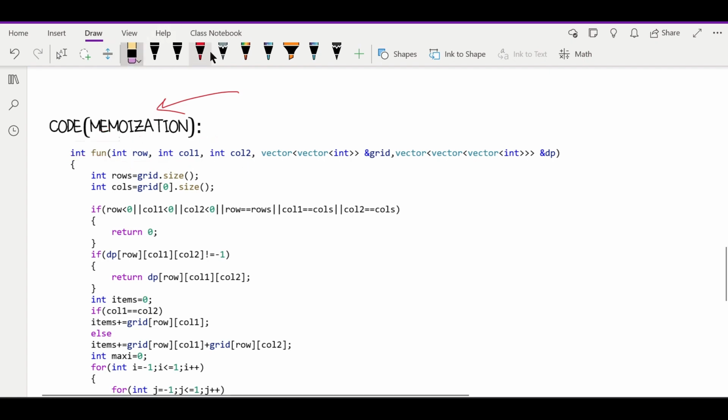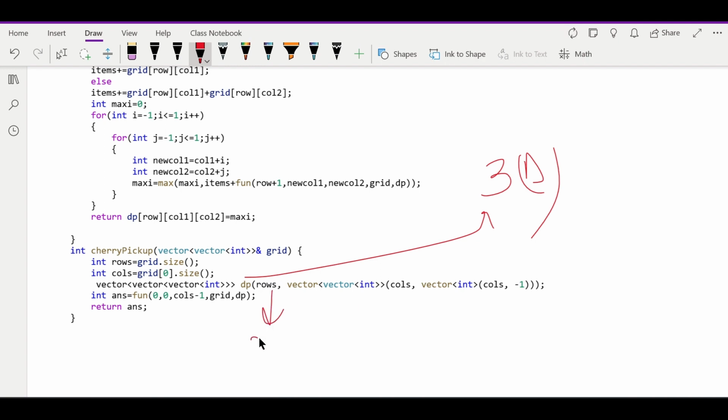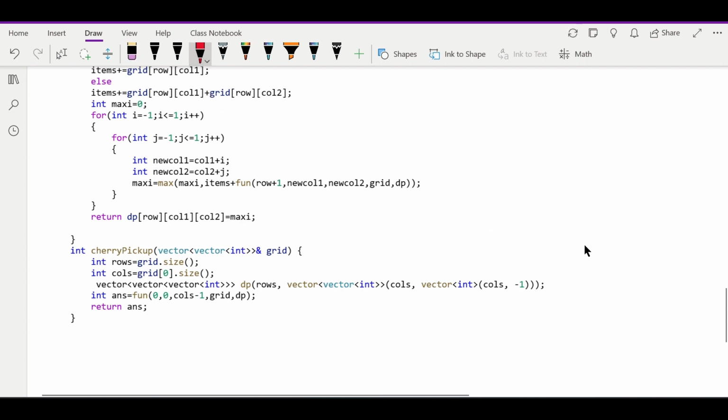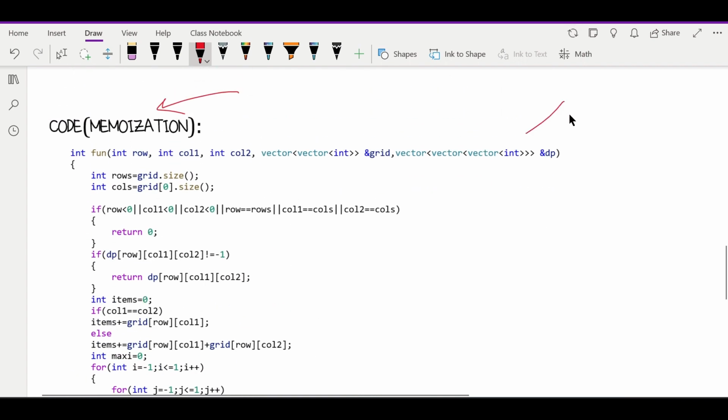And if three of the variables are getting changed, the DP I have to make would be of three dimensions: one for row, one for column 1, and one for column 2. Three variables. And I just have to initialize it with -1. And I'll pass it. DP memoization is very easy. Just pass the DP. I have already received the DP here.